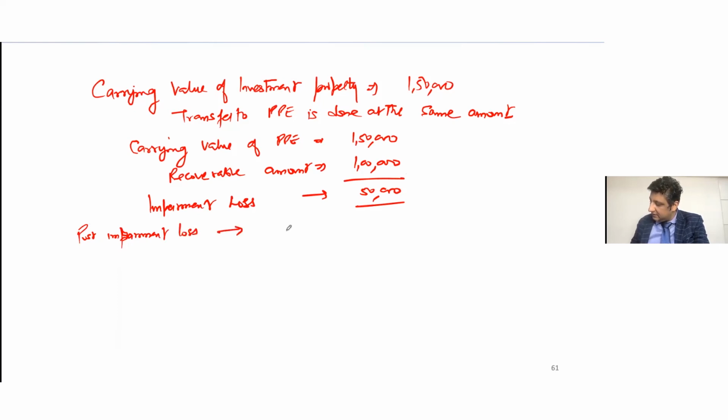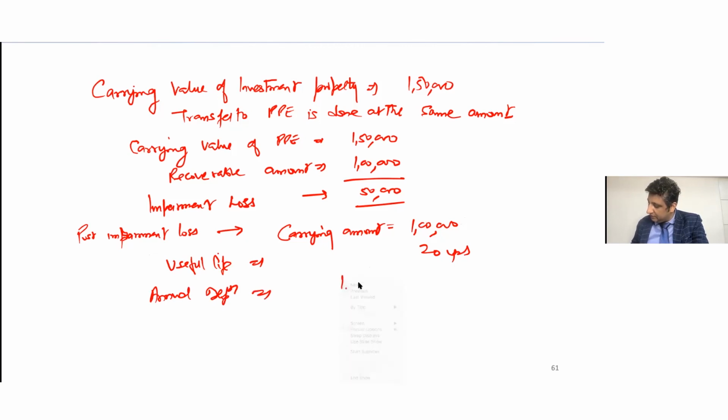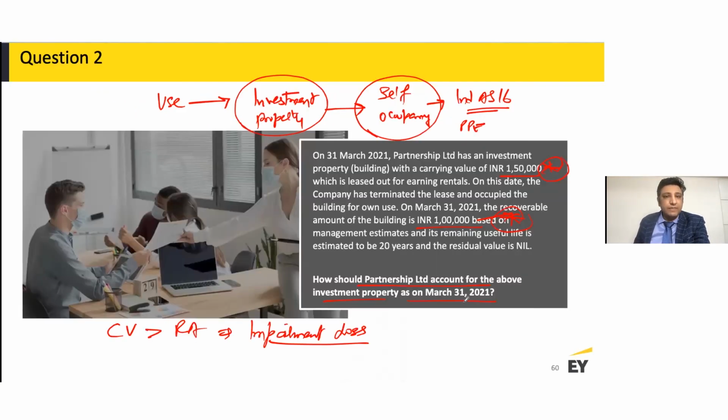Which means that after this impairment loss, the carrying amount will be 1 lakh. And we are also provided, by the way, the expected useful life of this building is 20 years, which means that my annual depreciation is going to be 5,000, right?